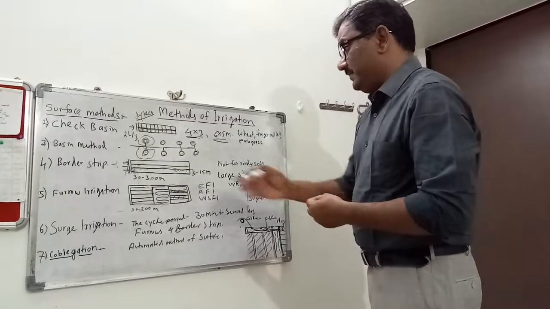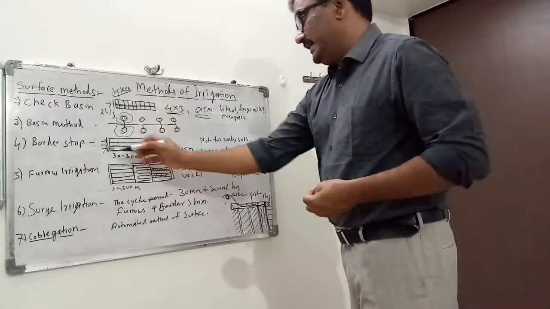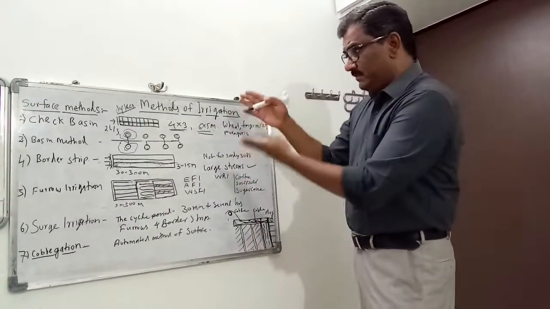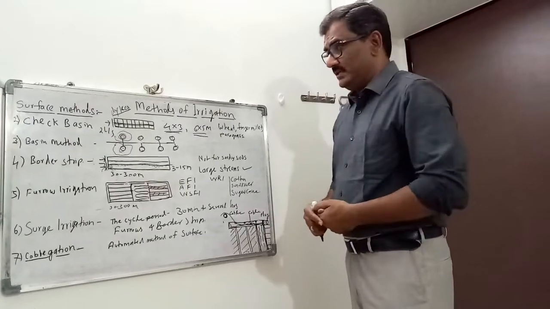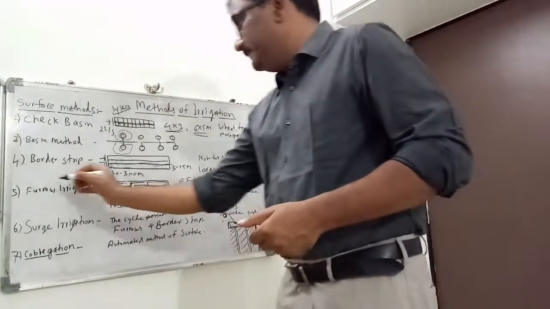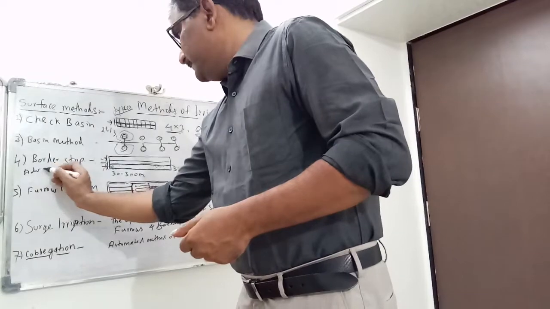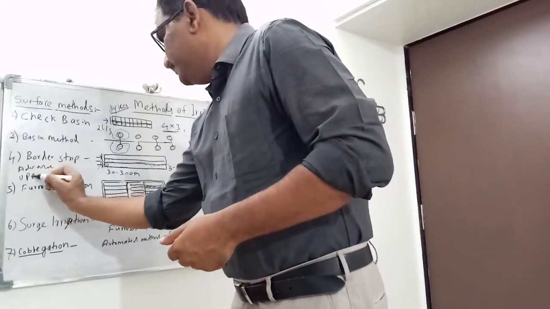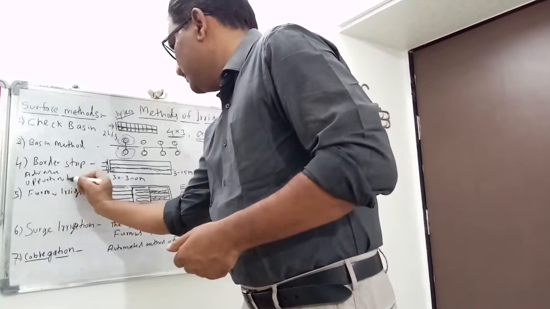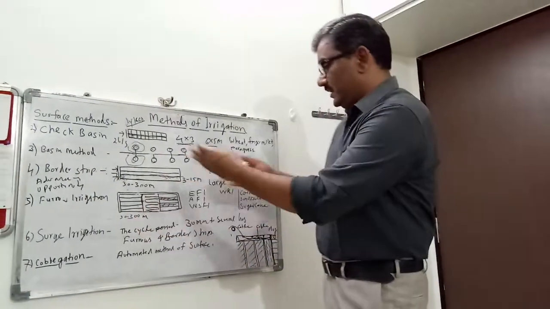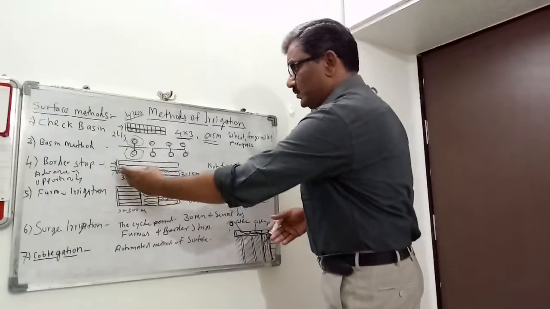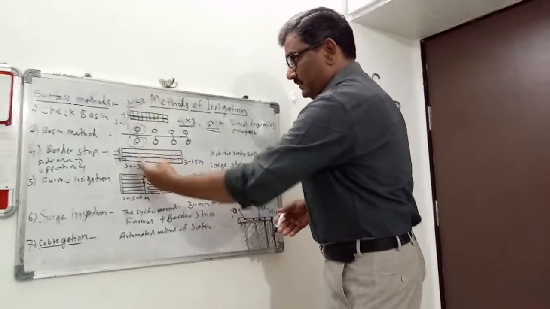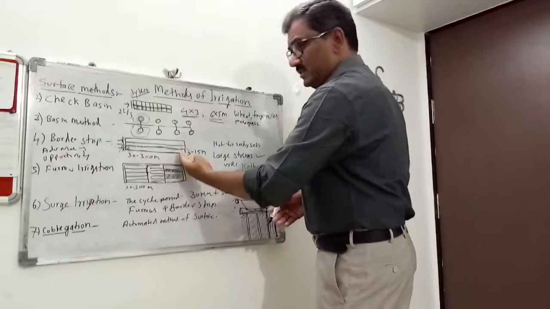But this can't be used for sandy soils because in sandy soil there will be more infiltration and there will be no advance of water. So here in surface methods, two words we have to learn. One is advance of water, another is opportunity time. What is this? Advance of water means the movement of water from one place to another. If the stream size is bigger, advance of water is fast. If the stream size is small, advance of water is slow.